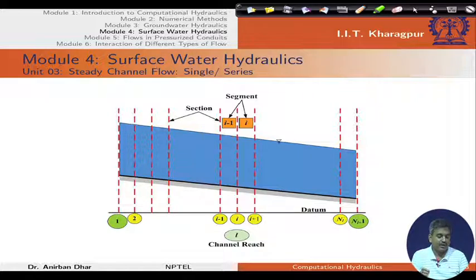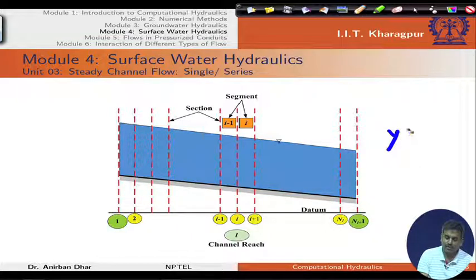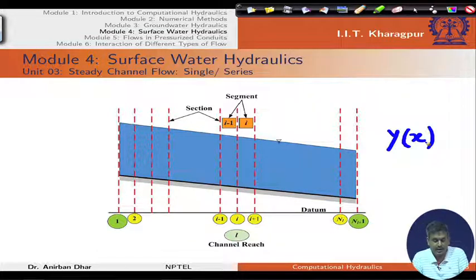In unit number 3 we started the solution of steady channel flow, single and series, and we solved the problem considering the flow as a function of x only. We have considered discharge as constant. So, with a single variable we have solved this problem.